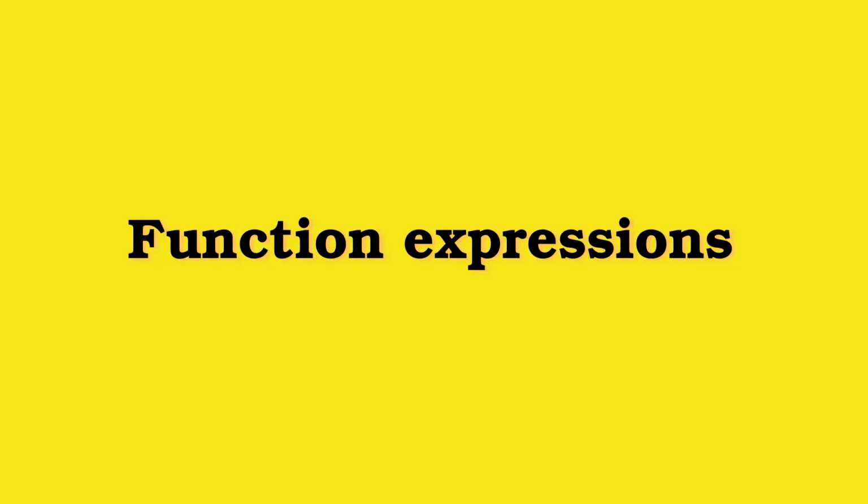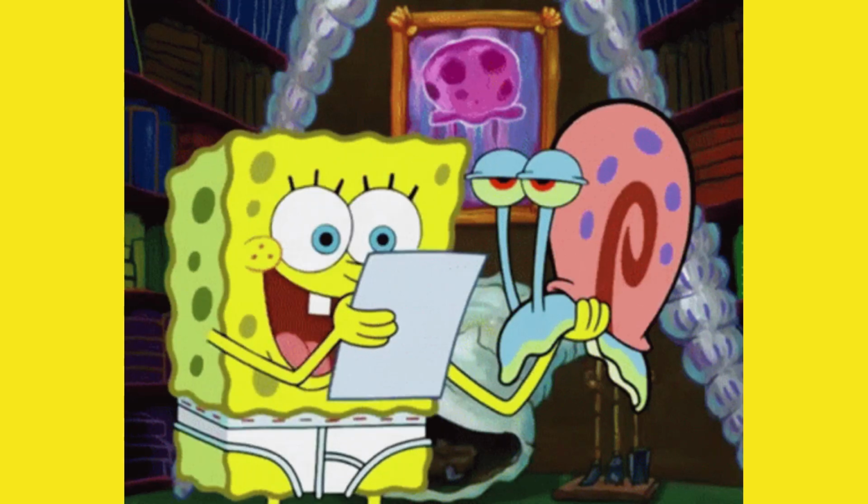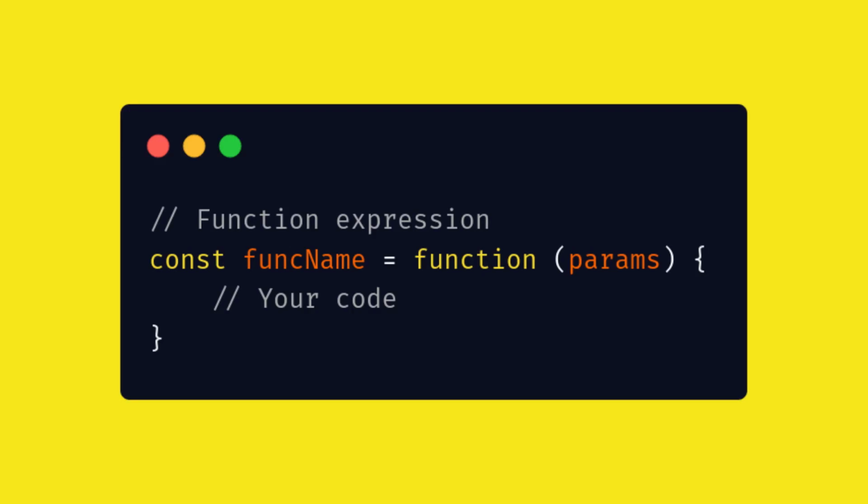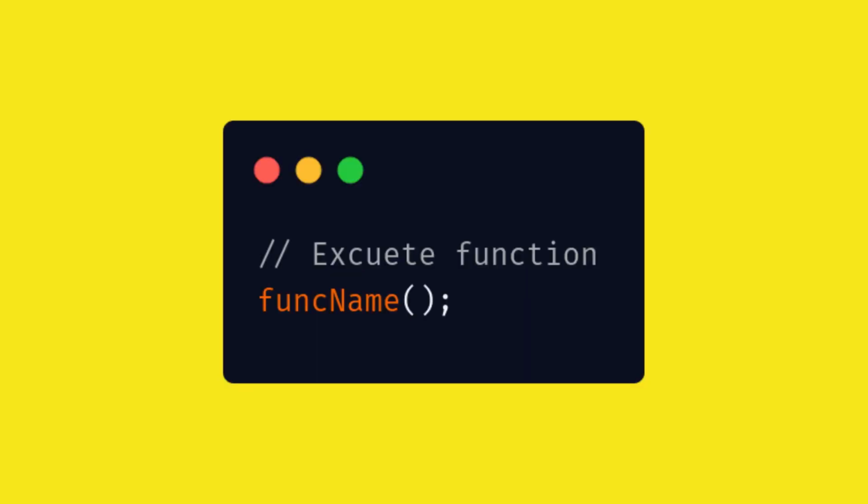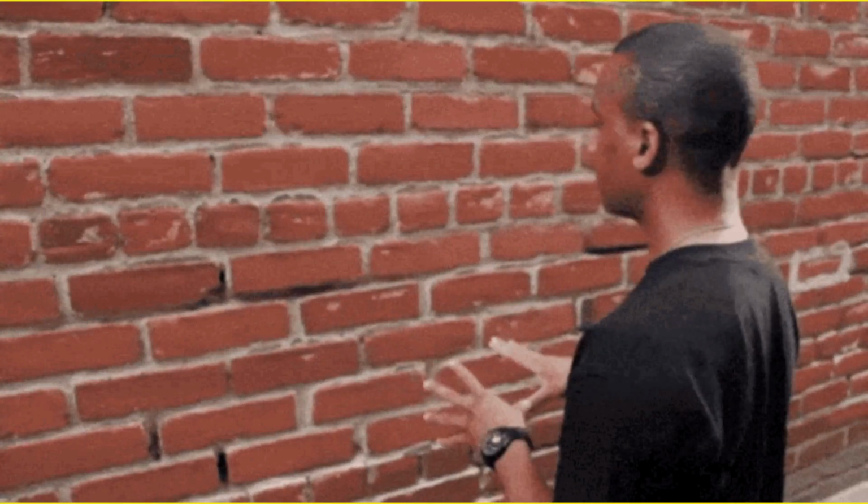Function expressions. Next up is function expressions. Here we assign an anonymous function to a variable, like const funcName equals function, parentheses and open block. To call it, use the variable name just as above, like function declarations. The key difference from declarations is that the name is optional here.